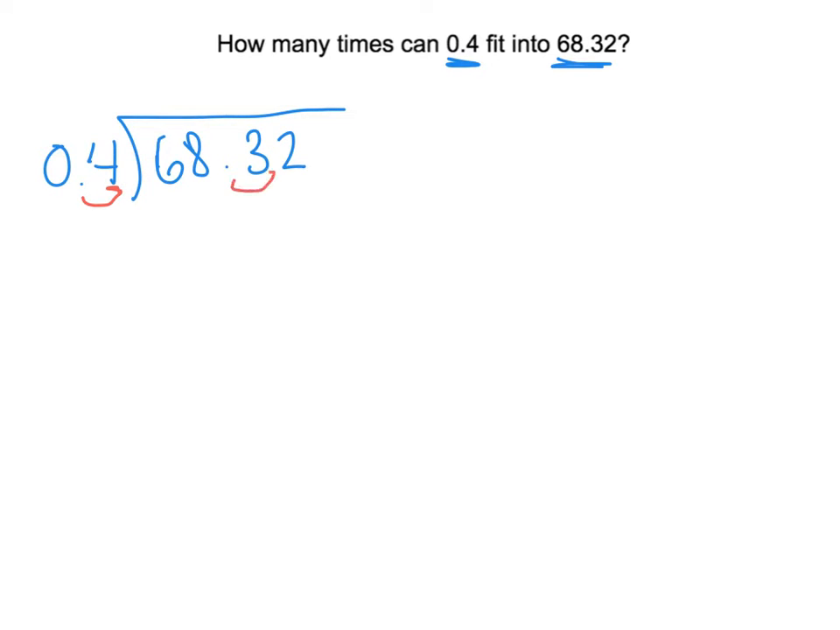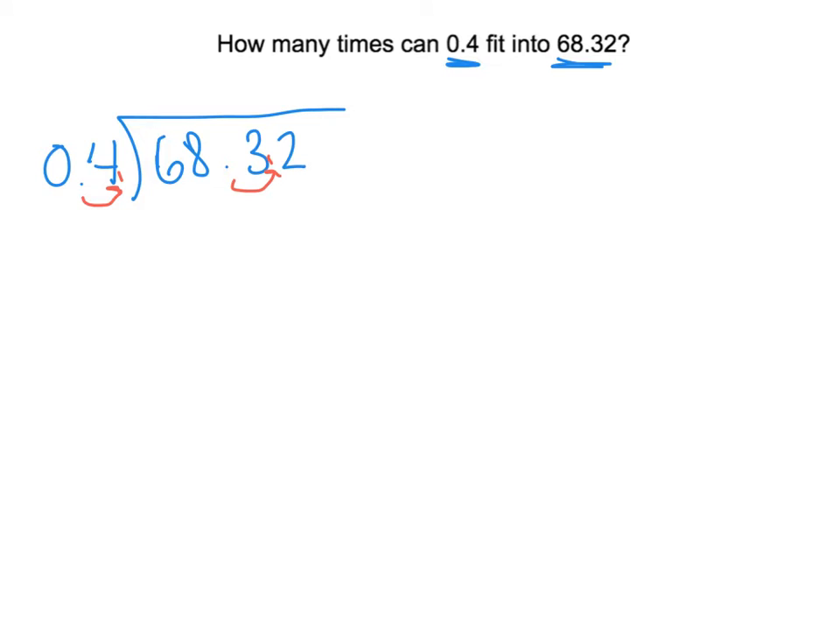Now, with decimal division, all I need to do is simply move my decimal point over in order to turn my divisor into a whole number. So if I move my decimal point one spot to the right for each of these, then I'll have changed this number into a 4, and this becomes 683.2.